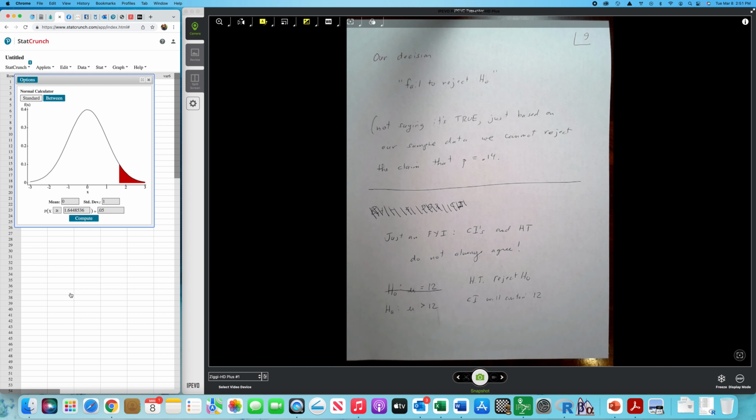So again, hypothesis testing gives us more tools in our toolbox, and it is just a widely accepted statistical procedure that you need to learn, okay? Or at least I feel you need to learn.